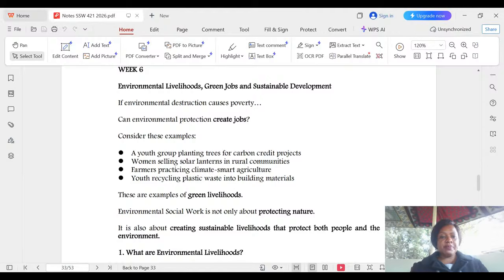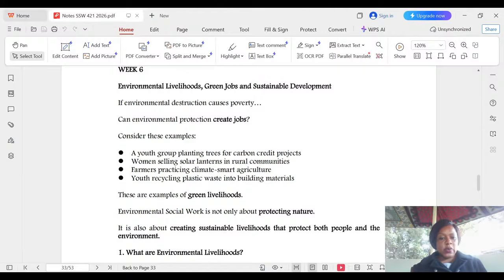They will perhaps be getting funding, stipends, scholarships, various items that they can use to empower themselves or uplift their lives. Again, I put an example here of women selling solar lanterns in rural communities. Okay, so already we can see a shift: we are going green. So we are using less expensive and environmentally friendlier ways of energy lighting for this particular case.